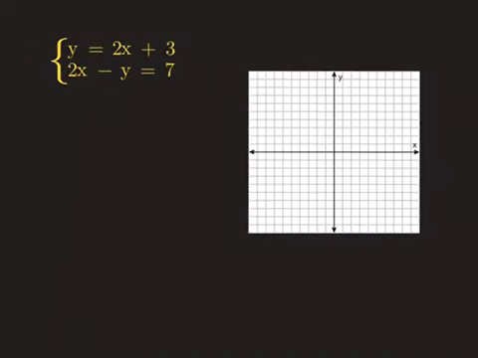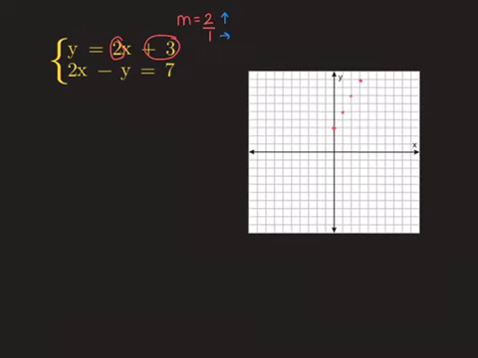Okay, here's our next example. We're going to start by graphing the top line. So we have a y-intercept of 3 here. And then our slope this time is 2, which remember is the same as 2 over 1, which tells us to go up 2 and to the right 1. So from my y-intercept, I will go up 2 and to the right 1.